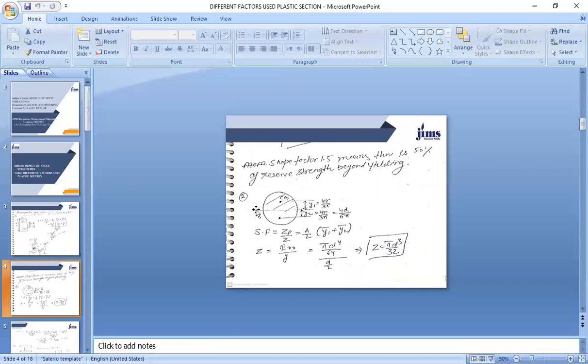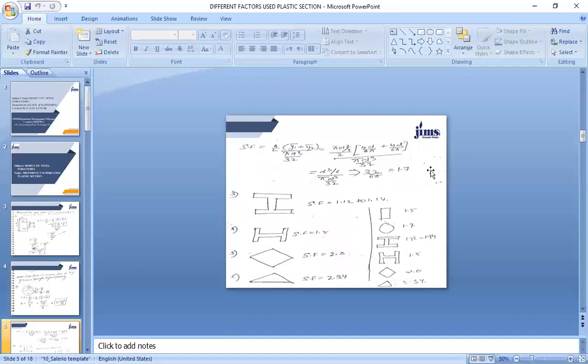For a circular section, again Zp upon Z is calculated, and by solving this equation we get 1.7. You can see the calculation, it is simple. So for a circle it is 1.7. It means it has 70% reserve strength beyond yielding.